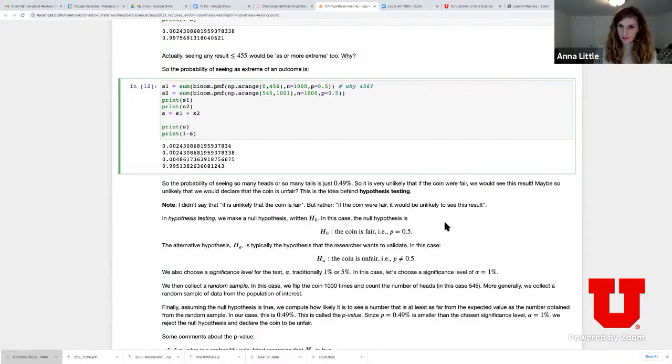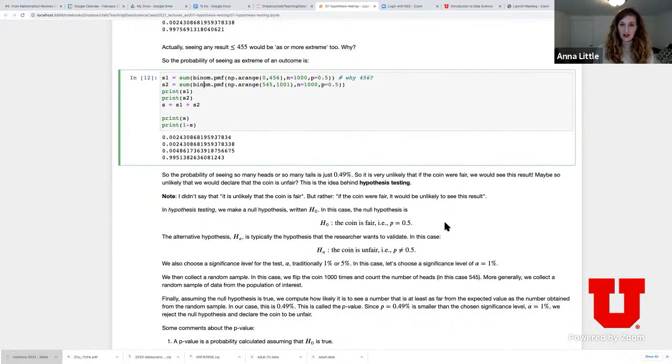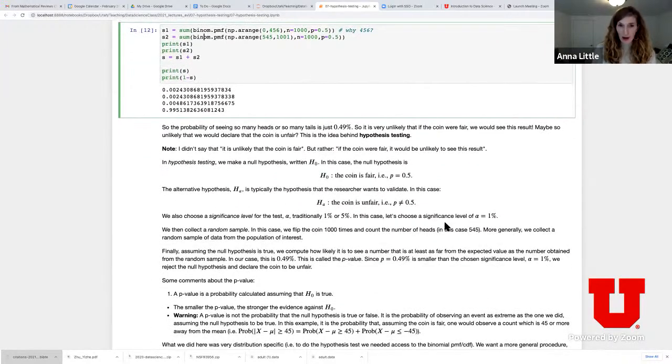Okay, so when we're doing a hypothesis test, we always specify two different competing hypotheses. The first is the null hypothesis, written H0. And in this case, the null hypothesis would be that the coin is fair, i.e. p is equal to 0.5.